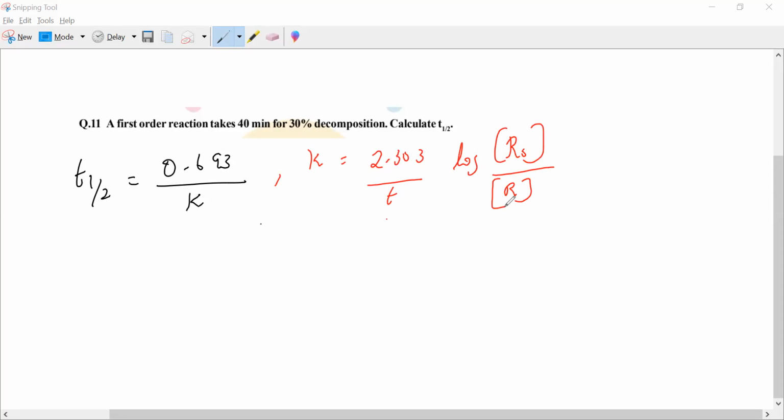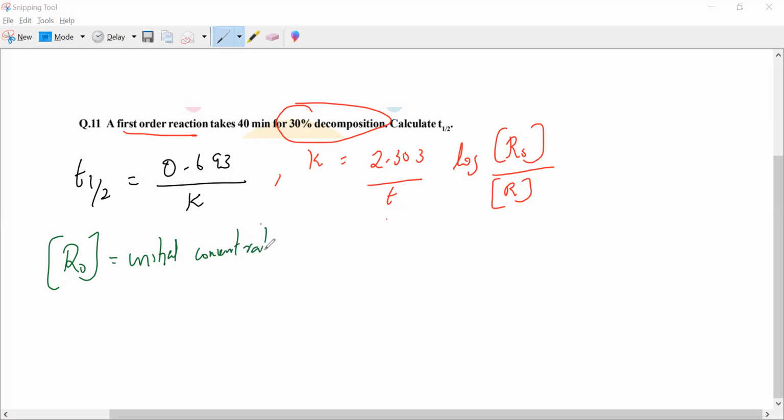Correct. So read the question very carefully. First order reaction takes 40 minutes for 30% decomposition. 30% decomposition in the sense, what is my R naught? The initial concentration, right? Initial concentration of reactants. If it is 100%, or if it is 100, correct? What will be my R after 30% decomposition? It will be what?